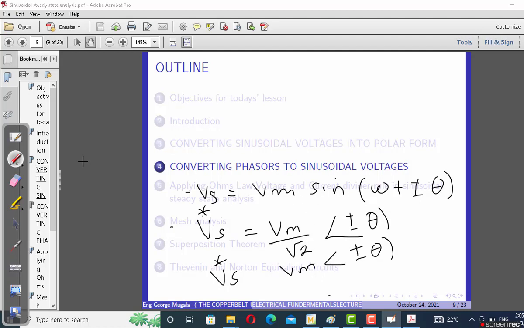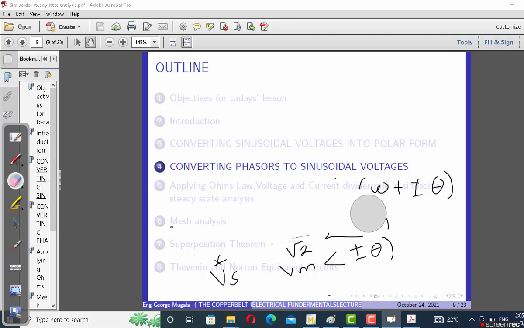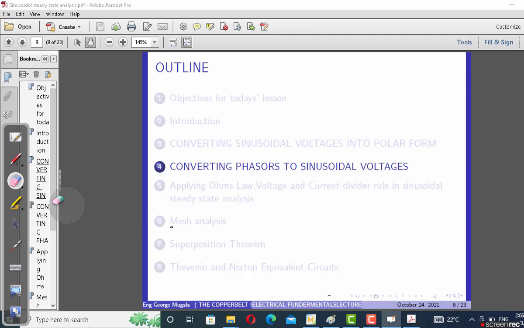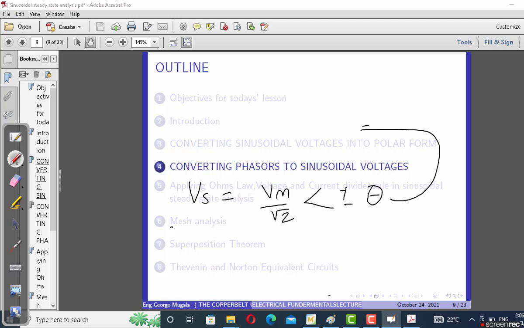It's fine. Now the question that comes now is, what if we have been given something like this? Let's say that we have been given Vs is equal to, we've been given in polar format or in complex format. Now we need to go back to where we came from. So if you've been given this, we need to go back to Vs in time domain like this. How do we do it?